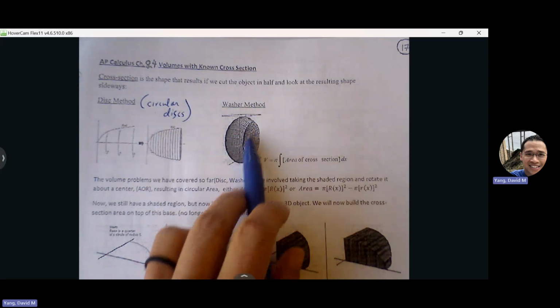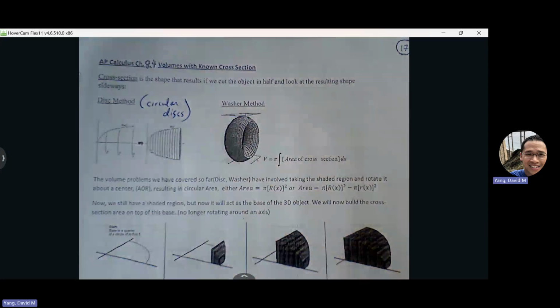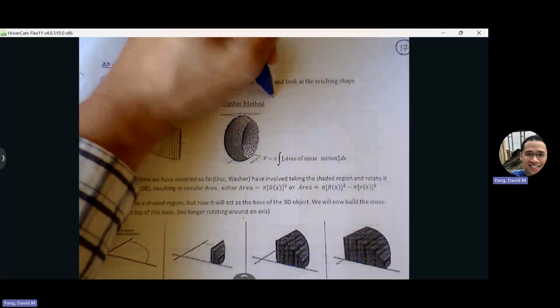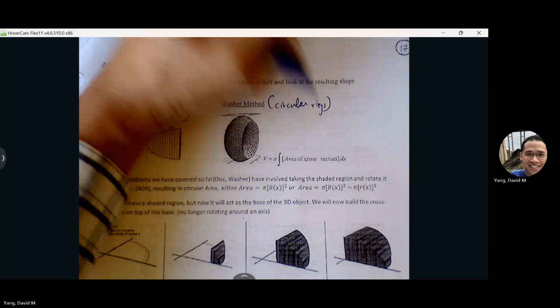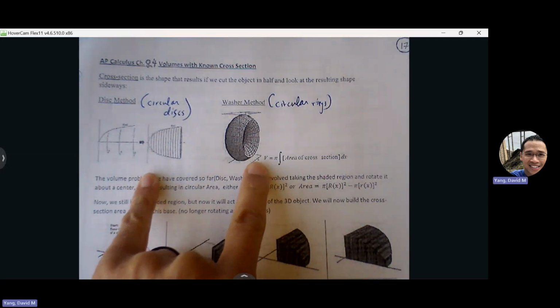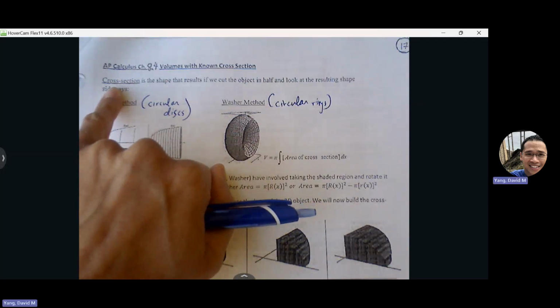For washer method, if you were to cut the object in half and open it up, you're going to get circular rings. So both disc method and washer method have circular cross sections, right?